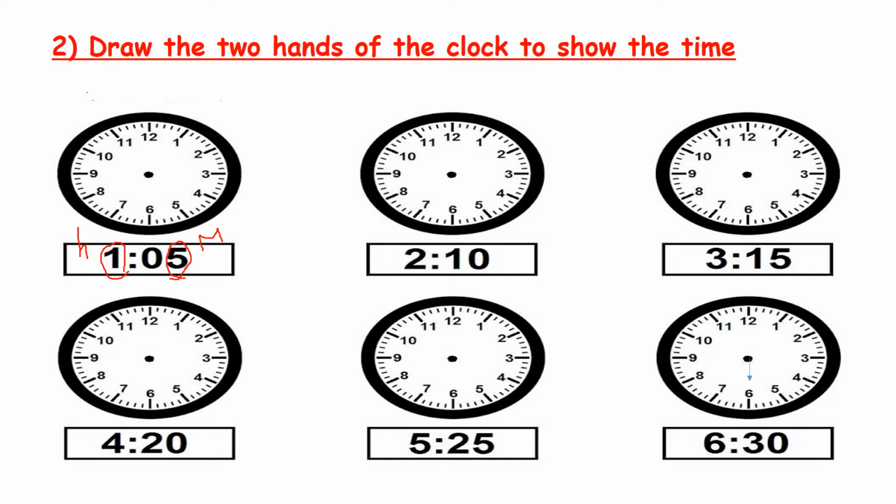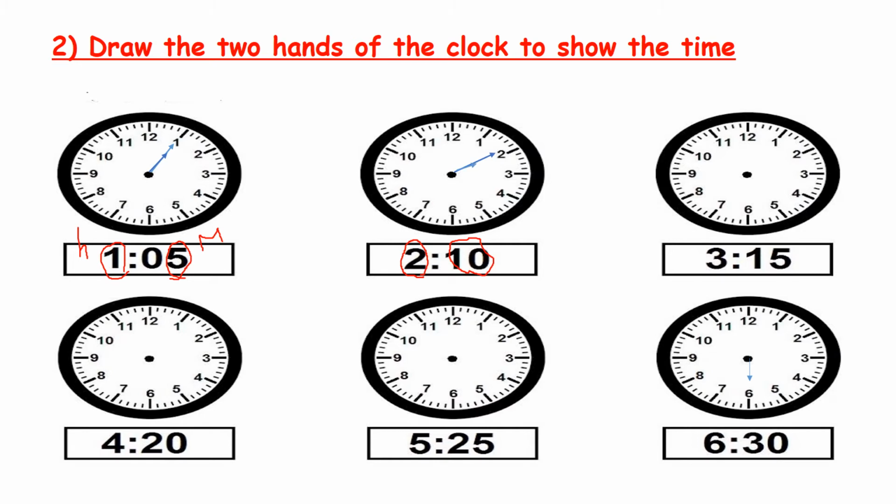So now we draw the long hand at 1 because it's 5 minutes, and the short also at 1 because it's 1 hour here. Here the next, at the hour we're gonna draw the short hand here at 2 and the minute at 10. So which number gonna give us 10? Yes, it's a 2. So we're gonna draw the long hand at 2 and the short hand also at 2.